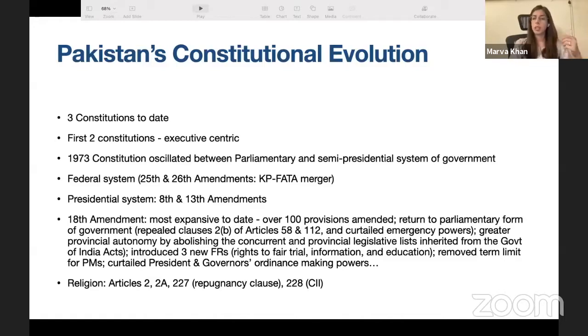Once independence and partition happened, both these territories came up with their own constitutional documents, which can't be called statutes, because they're at a higher level in the hierarchy. You need a higher majority to alter them, or a higher level of democratic and political will goes into altering the constitutional framework. The federal system was also changed via the 25th and the 26th Amendments, when the KP-FATA merger happened.